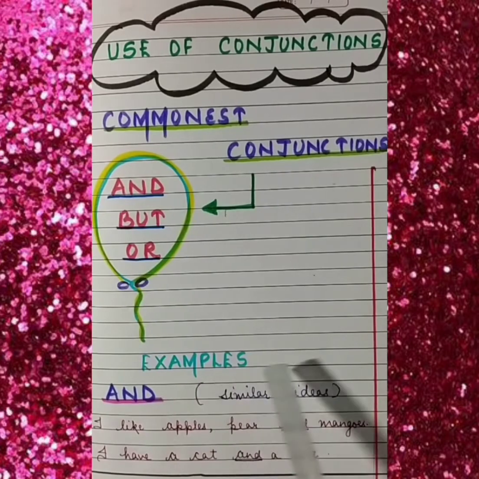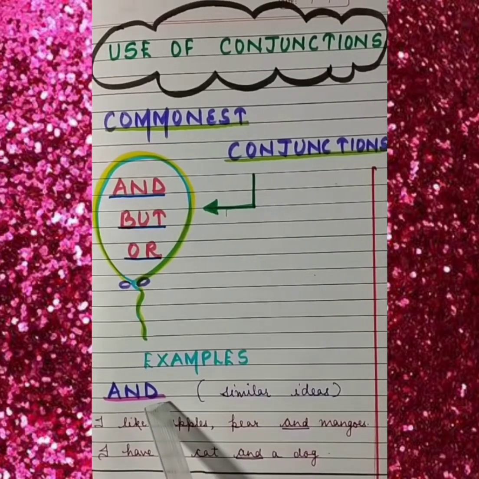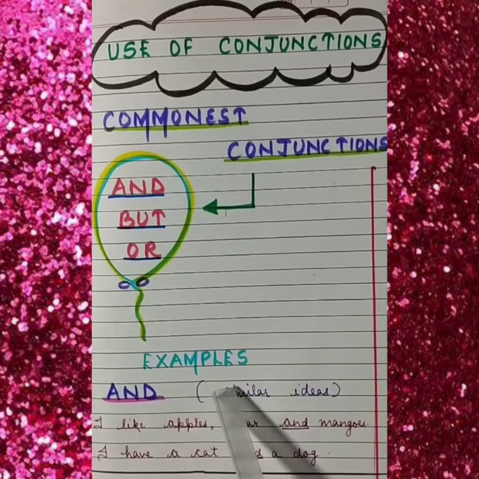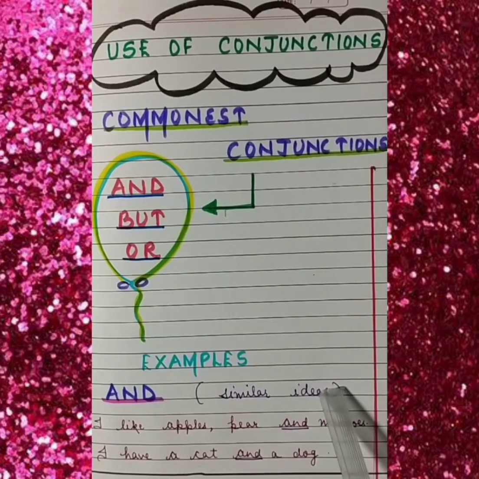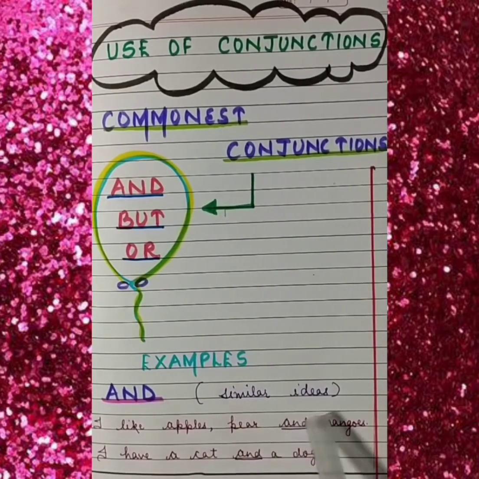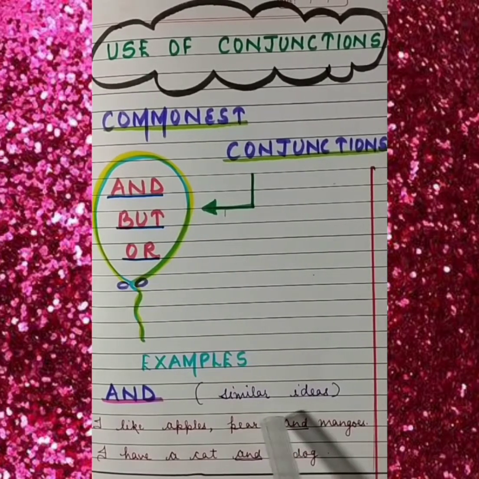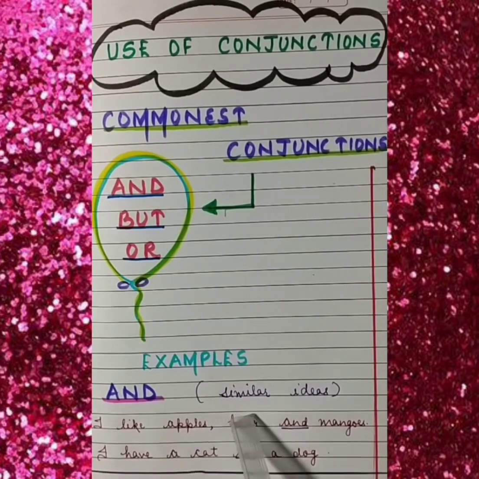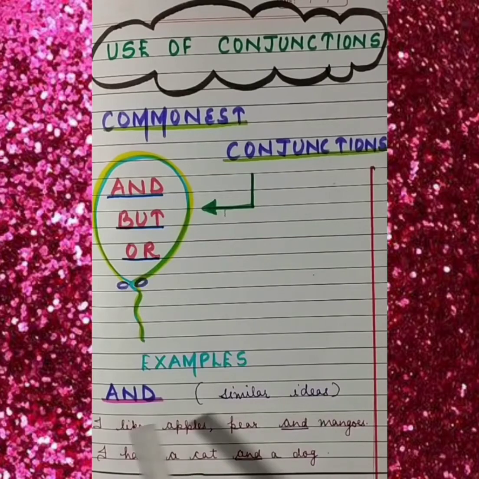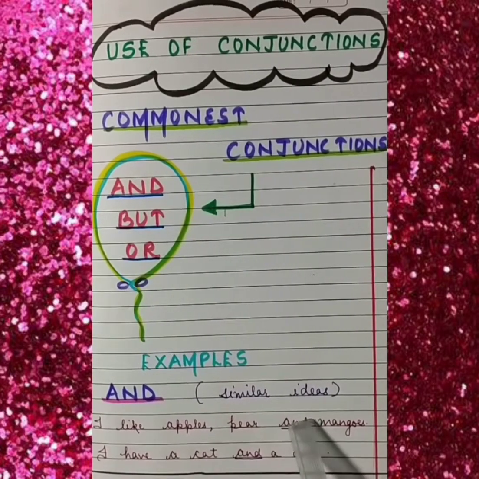Through examples I will explain you the use of and. We use and to join words, phrases and sentences that show similar ideas and should not have an opposite meaning. Here you can see I like apples, pear and mangoes. These all are names of the foods that are similar. So if we write I like apples, I like pear, I like mangoes, instead of that we have used and to join the sentences. I like apples, pear and mangoes.